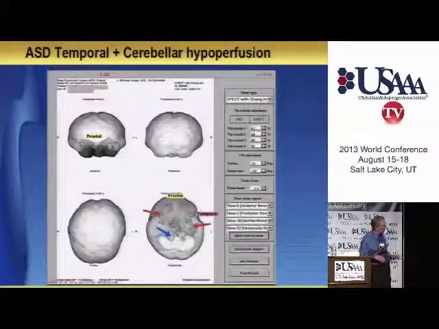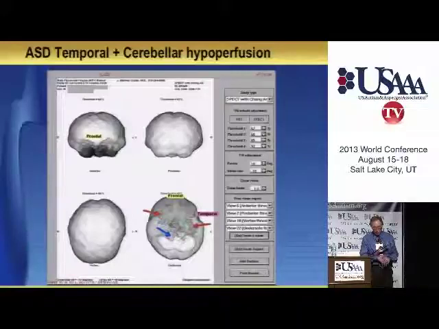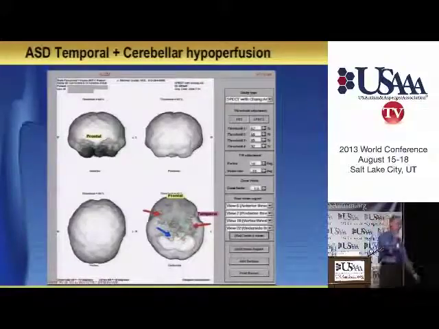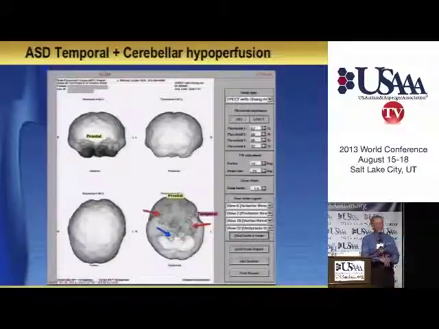So we now know that I can tell you in 100% of individuals who are on the autism spectrum, they have atypical, decreased function in their temporal lobes, and they have some decreased function, usually in the cerebellum. That's what that blue arrow is. So this is a typical pattern that's an atypical brain function image.